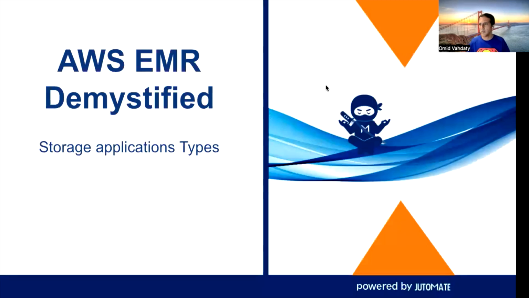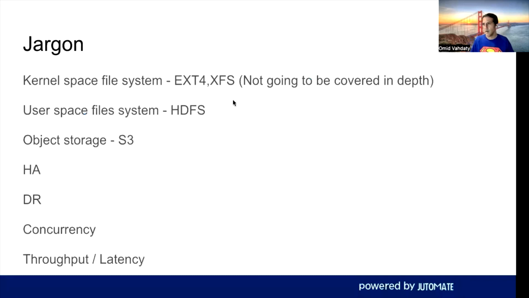So the next section will be about storage application types. There's a couple of jargon you should know when we speak about storage. One, there's a kernel space file system, which is, for example, ext4, XFS. It's not going to be covered in depth today, but it's usually what you have on every computer. It doesn't matter if it's a laptop or a server. This kernel space is part of the operating system usually, so you don't need to manage it or think about it too much.